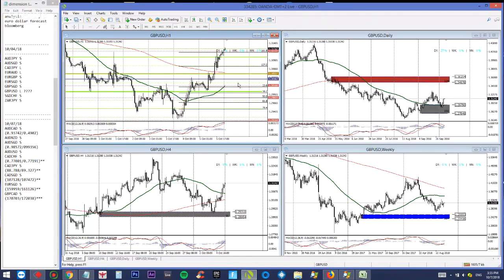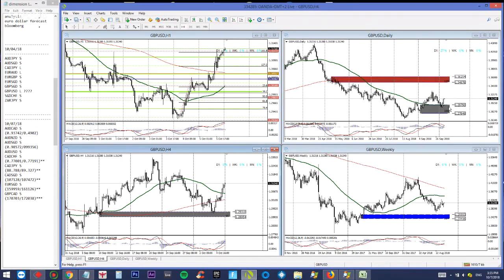One more. Demand zone hasn't been touched. Previous high touched twice. Supply zone hasn't been touched. Previous low touched once, twice. This is the previous low we're talking about. Price broke the low and then came back, touching once, twice.